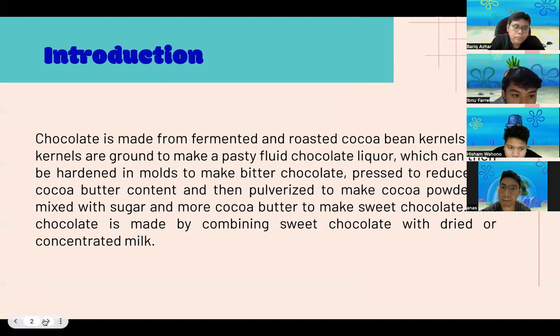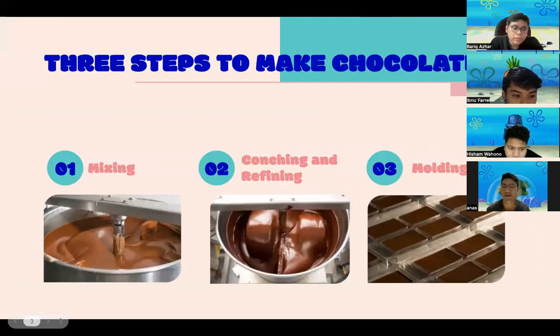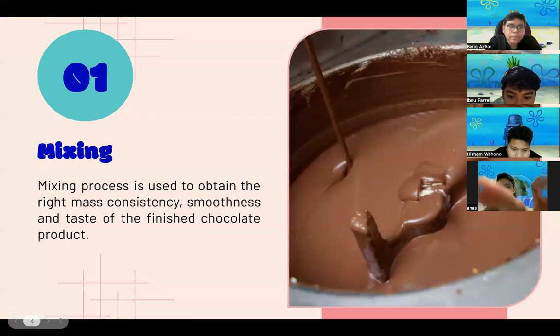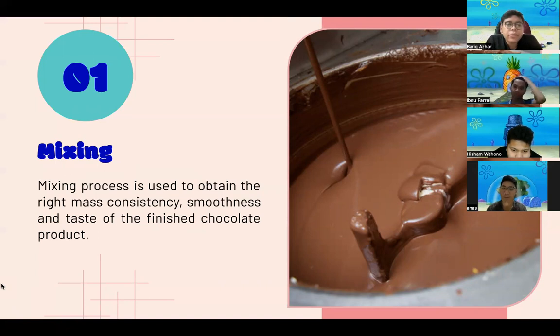Next. Okay, so there are 3 steps to make chocolate. The first one is mixing, the second one is conching and refining, and the last one is molding. First is mixing. The mixing process is used to obtain the right mass consistency, smoothness, and taste of the finished chocolate product.